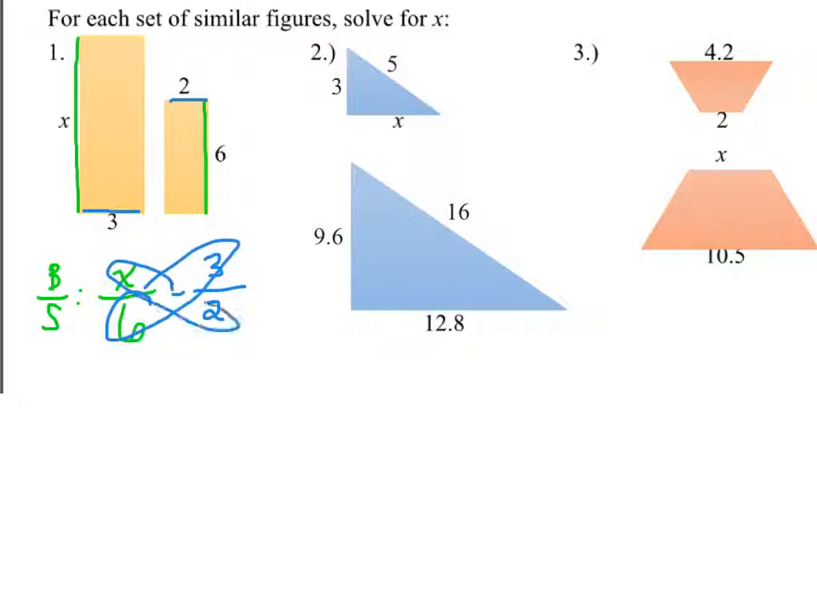I'm going to cross multiply. 2 times x is 2x. 6 times 3 is 18. Divide by 2 on both sides, and we should get x equals 9. Go ahead right now and solve number 2.